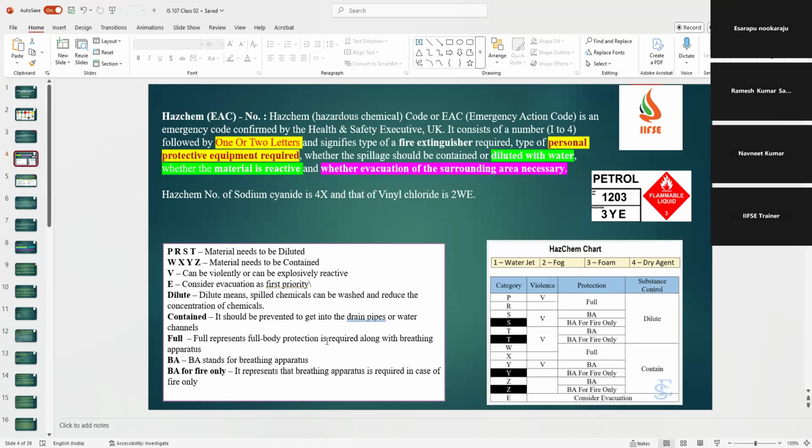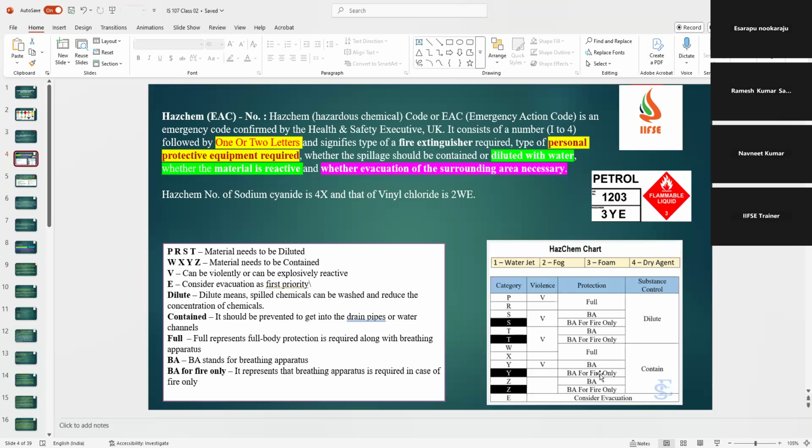Sir, BA means BA for fire only. BA for fire only means whenever fire happens, then only you need breathing apparatus. BA means breathing apparatus. So in this specific chemical, for example 3YE, it is BA for fire only. In case of any fire incident, or if the chemical is involved in fire, then only you need breathing apparatus. Otherwise, not required. Okay, sir.